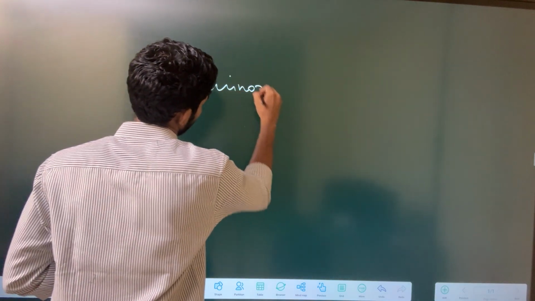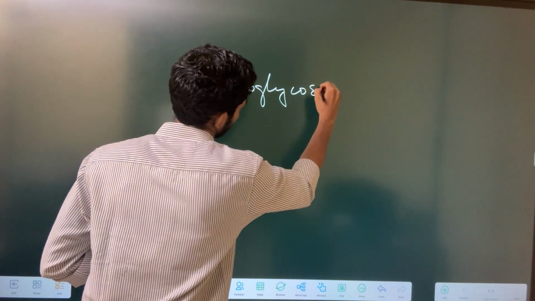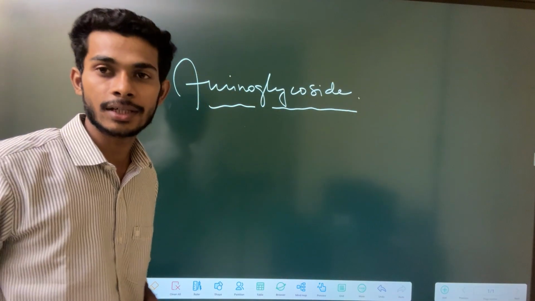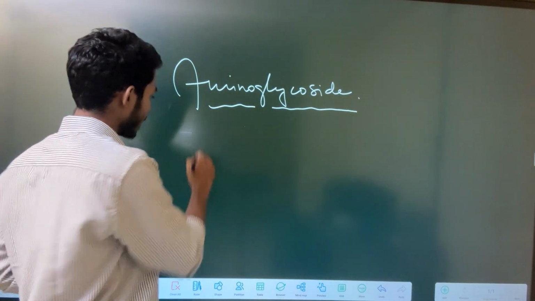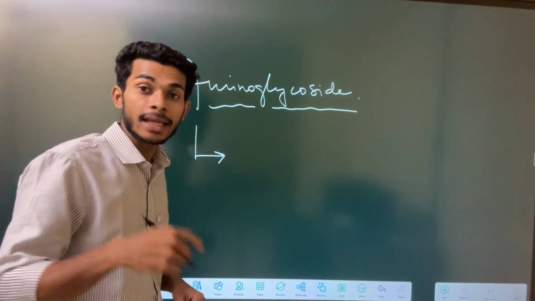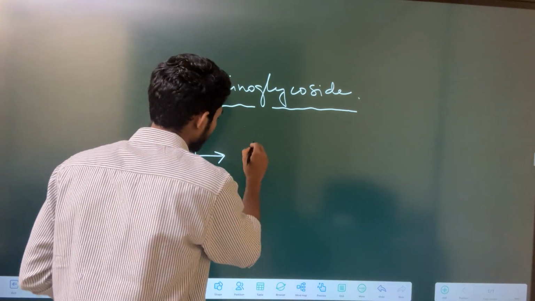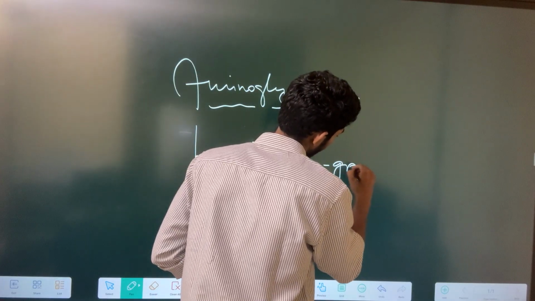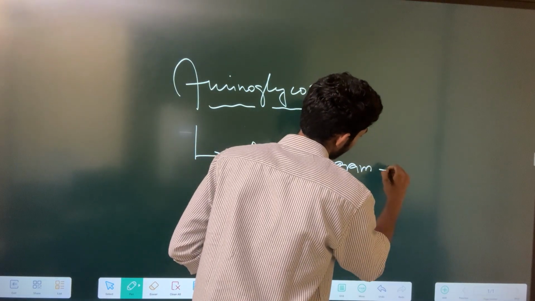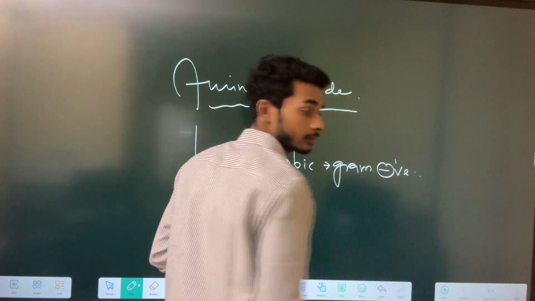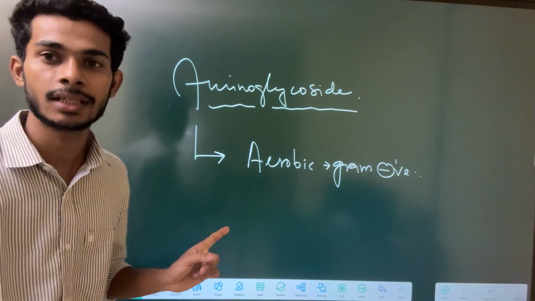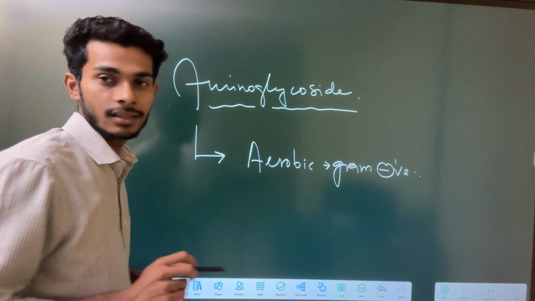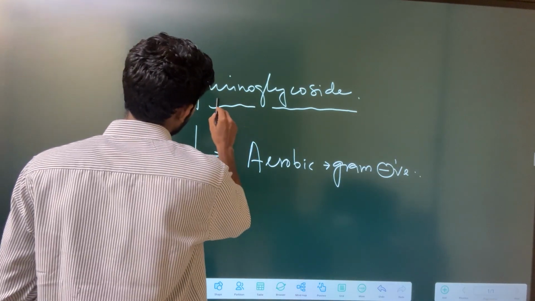First of all, aminoglycoside. See, these aminoglycosides are very important antibiotics, and they mainly act on aerobic gram negative bacteria. First thing. Second thing, in the aminoglycoside structure, you will see it is already written in the name only.